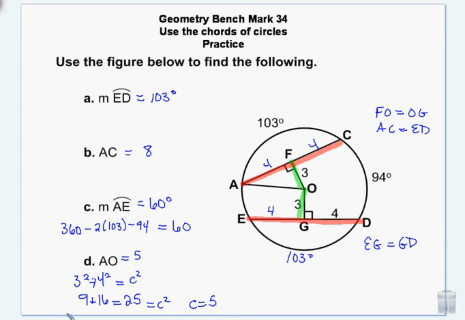Okay, so we are incorporating a couple different theorems into here. We're incorporating the Pythagorean theorem. We're incorporating the two chords being the same distance from the center are equal. And then we're also incorporating that the perpendicular bisector from the diameter.